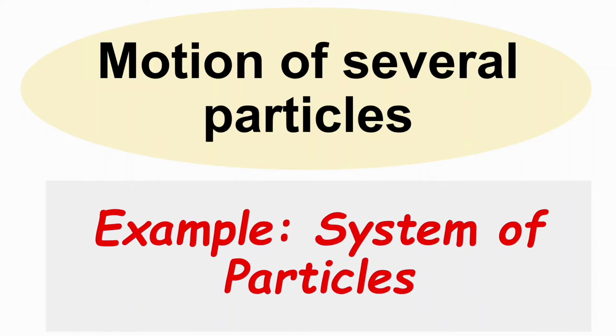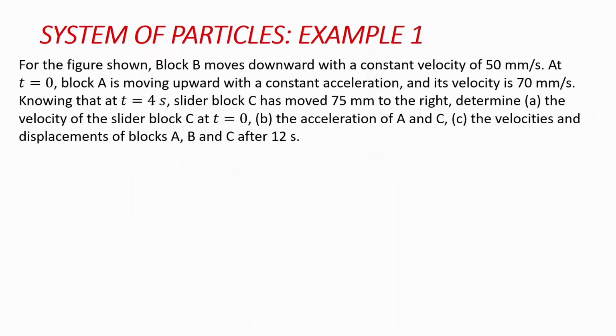In this video, I'll be looking at an example that borders on systems of particles, which is a branch of kinetics that discusses the motion of several particles, wherein the movement of one particle affects the movement of the others. And we're going to walk through this example.